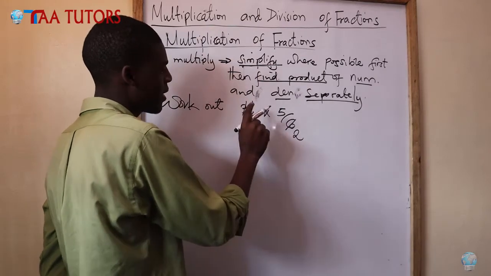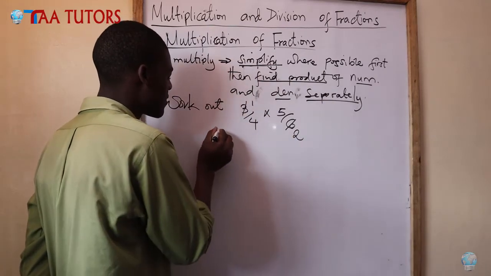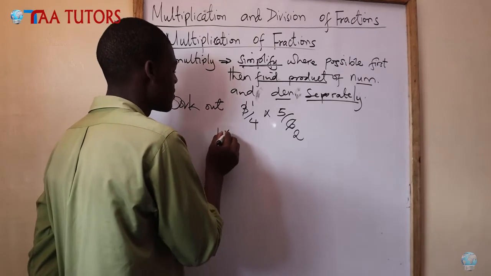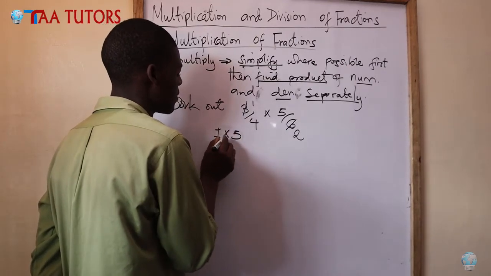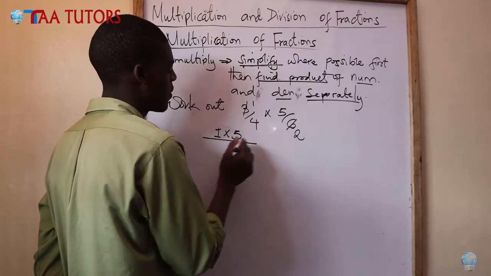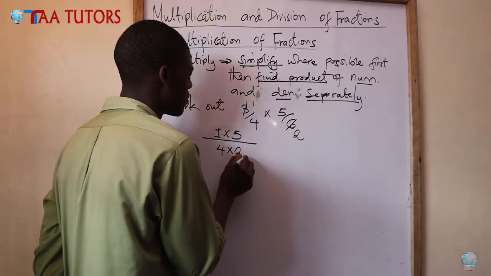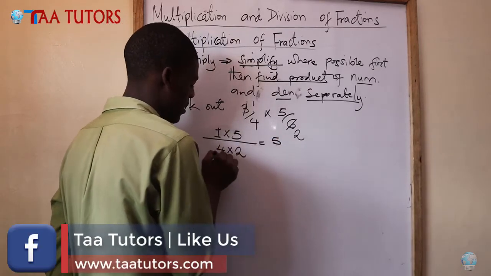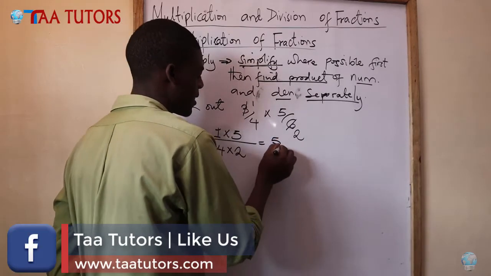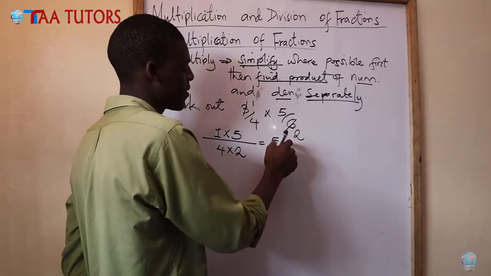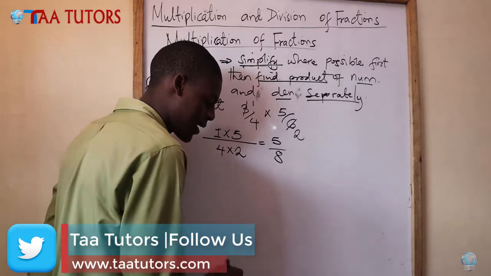Now we are finding the product of the numerator. That is 5 times 1. Let me maintain the order: 1 times 5. 1 times 5, that is the numerator. Then the denominator will be 4 times 2. So 1 times 5 is 5, and 4 times 2 is 8. From this, 3 over 4 times 5 over 6, our answer is 5 over 8.